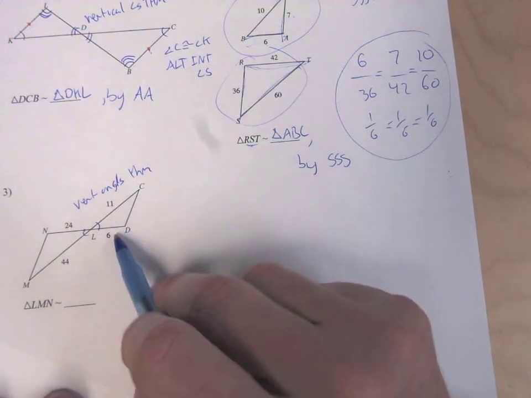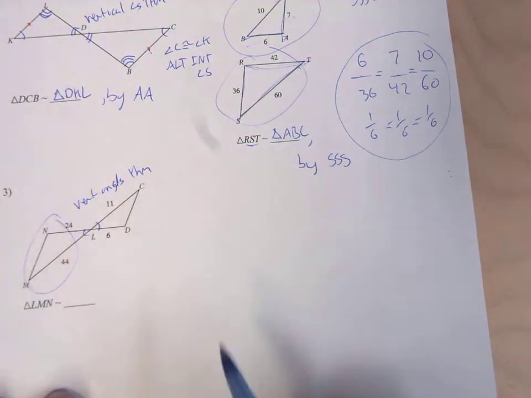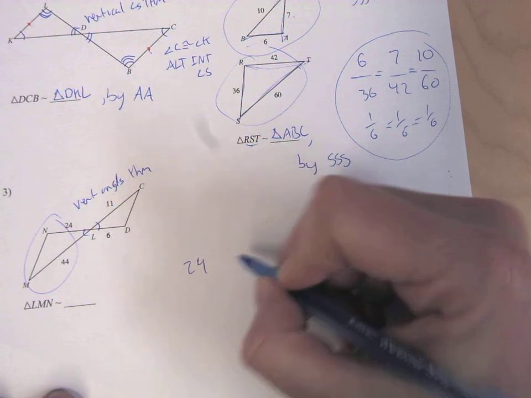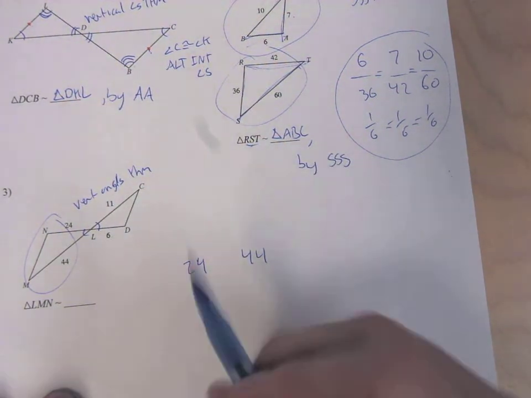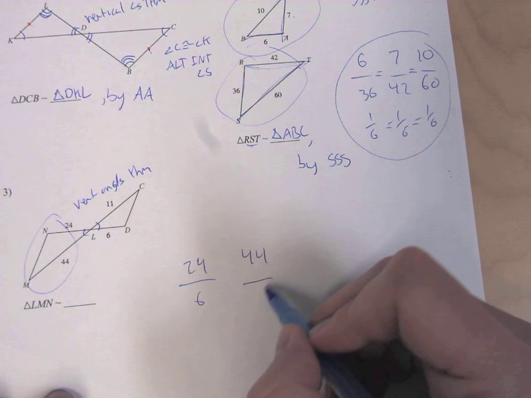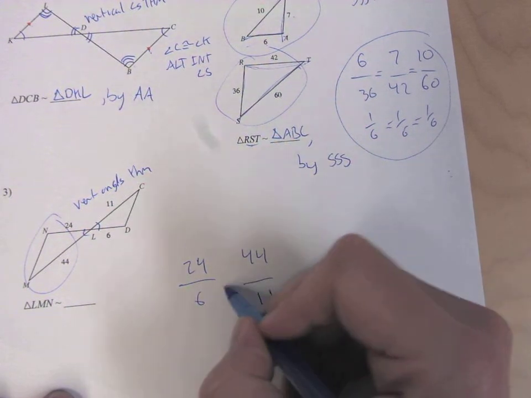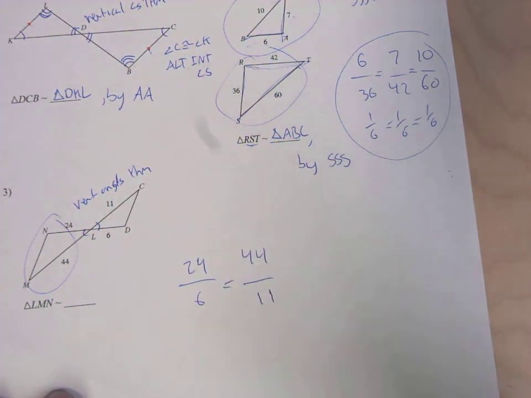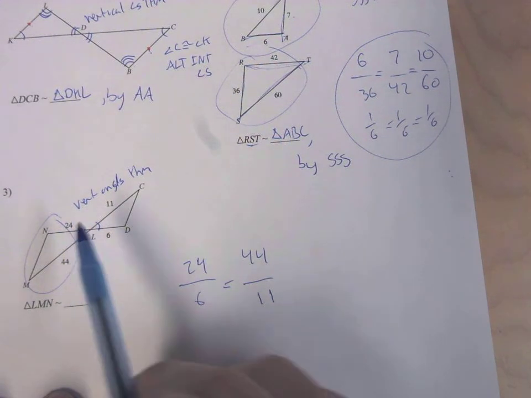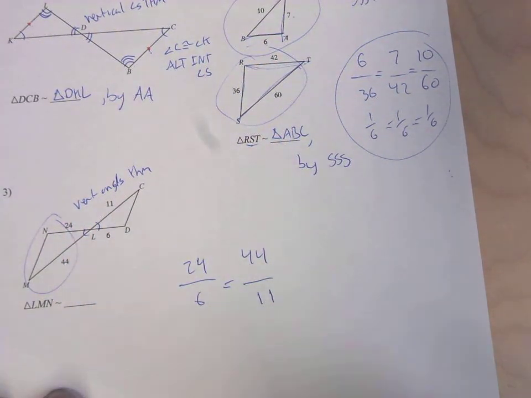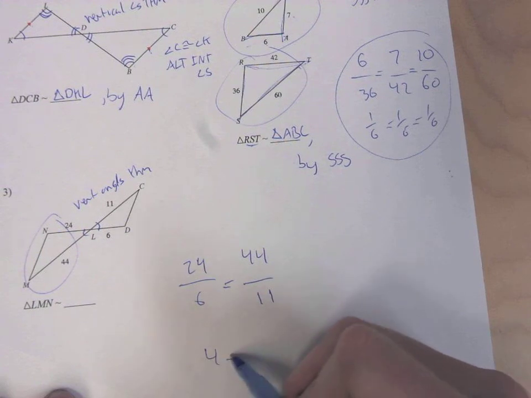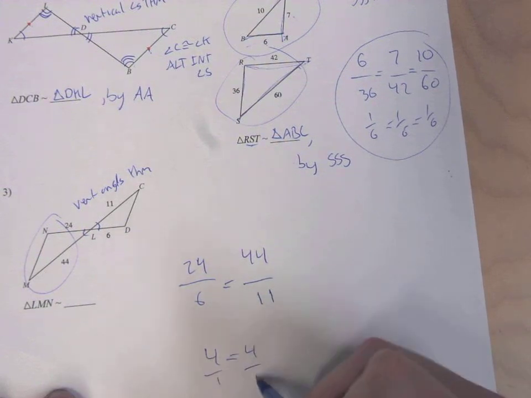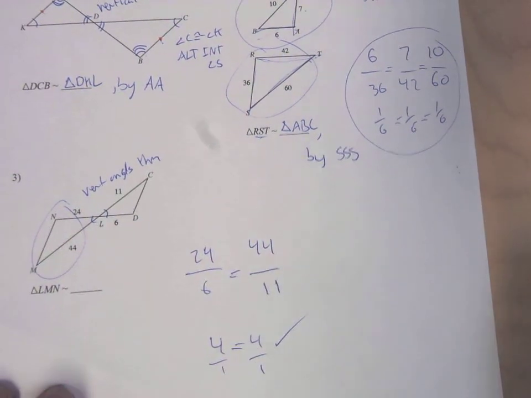So again, let's do the lengths of the sides. For the first one, I got 24 and then I got 44. Okay, now I'm going to do these guys. So the shorter one is 6 and the longer one is 11. Those should be equal. If they're not, even though it looks like you have SAS, you don't actually, because they have to be proportional. But this simplifies to 4 equals 4, or 4 over 1 equals 4 over 1. So we're actually good here.